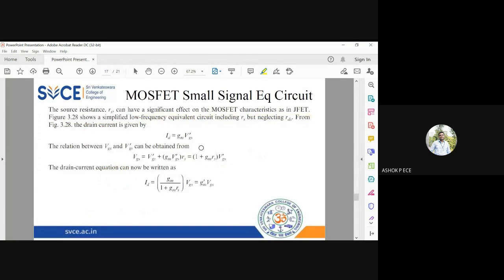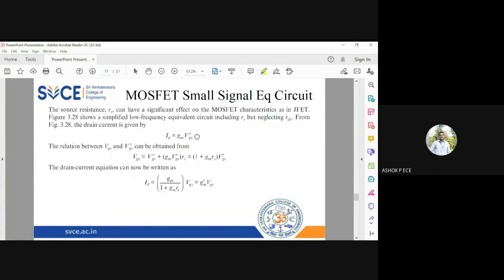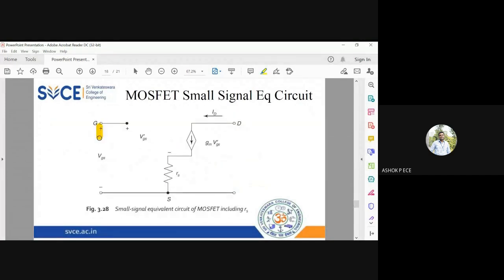So from this, if I include my source resistance, then how did we have it for JFET? The same thing. When you include RS, the circuit will be slightly different. So in the same way here also, I am finding the relation between VGS and V dash GS, which is the same. You can see these three equations are going to be completely the same as the JFET. The total voltage VGS will be equal to this voltage plus this voltage. Voltage across a resistor is equal to resistance into current. So GM into V dash GS into RS.